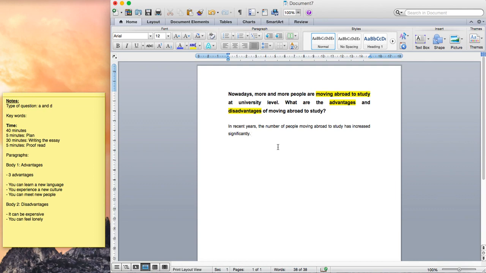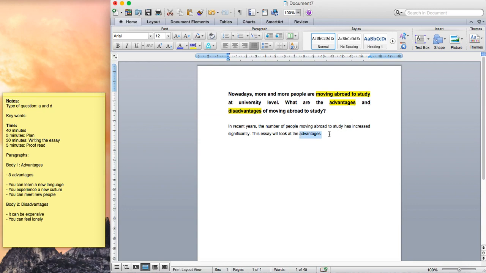Now the second sentence, all you need to do is tell the reader what you will be doing in this essay. So what are the advantages and disadvantages of moving abroad to study? That's what you're going to answer. So you can just write, this essay will look at the advantages. So the word advantages, because it's already mentioned in the question, we want to use a synonym.